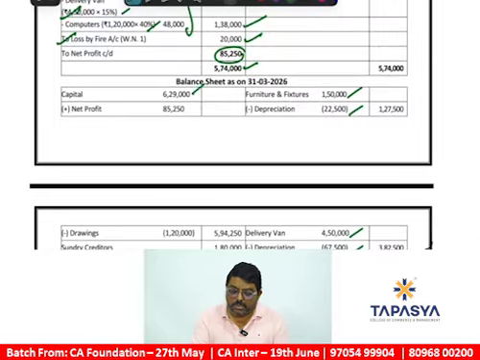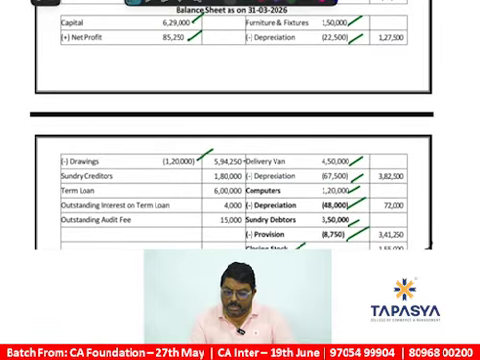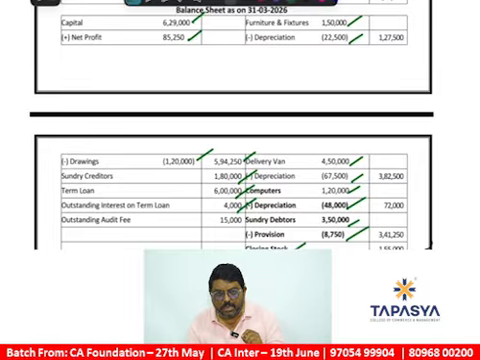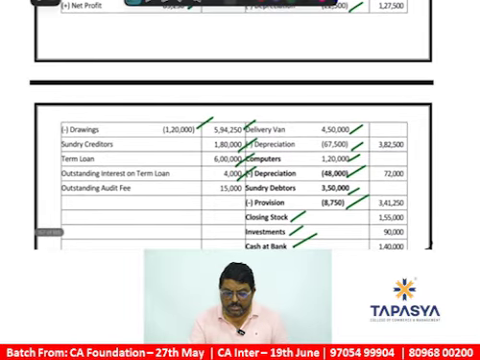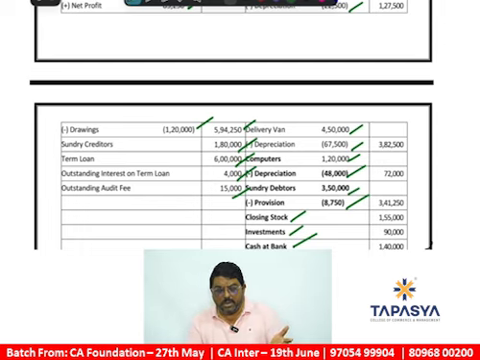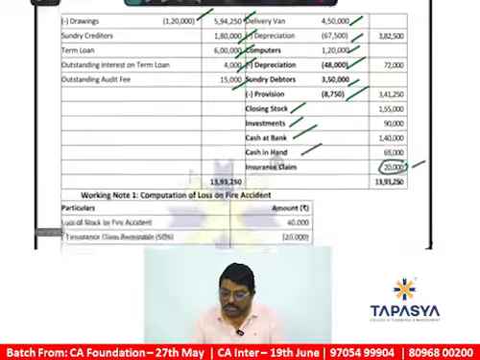Go to the liability side. Take the opening capital given. Add net profit. Drawings, if any, minus, you know. Write the net amount in the outer column. Sundry creditors, term loan, outstanding interest on term loan. Already you know that 55,000 interest you have to pay, only 51,000 paid, and another 4,000 is outstanding interest. And for audit fees, half of the amount, 15,000, is paid and the other half is outstanding audit fees, a current liability. Okay, 15,000.